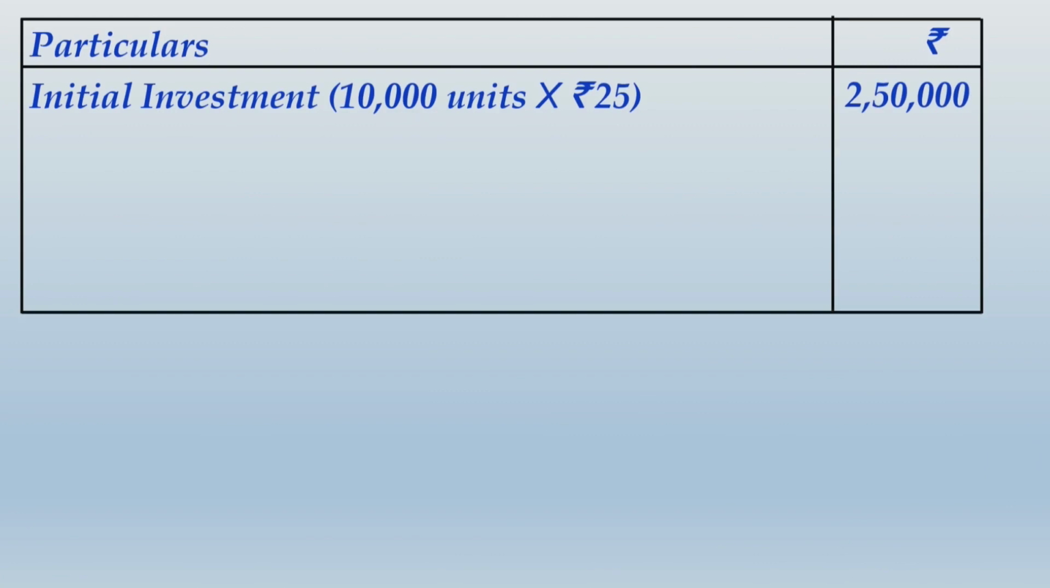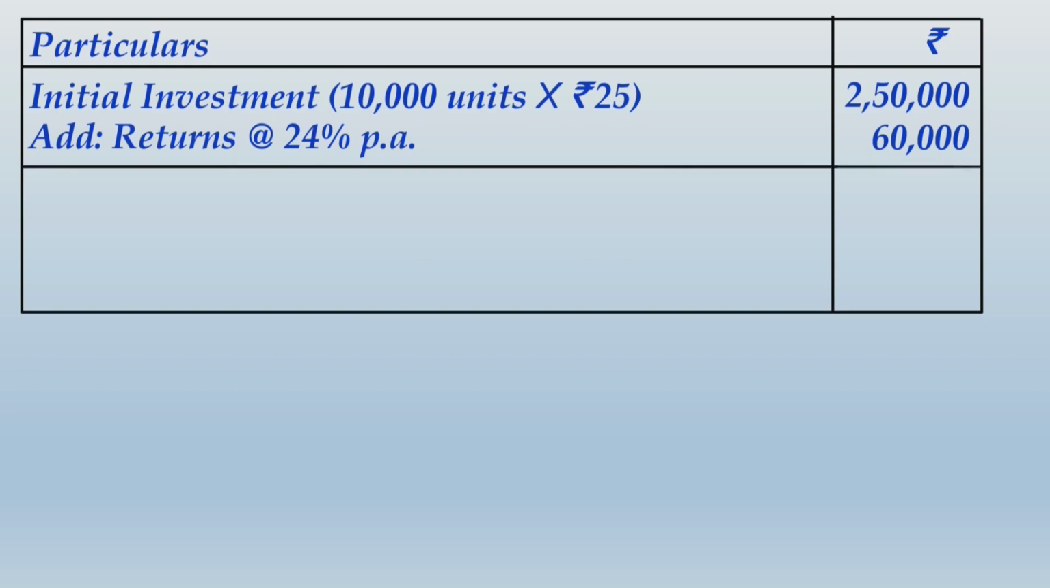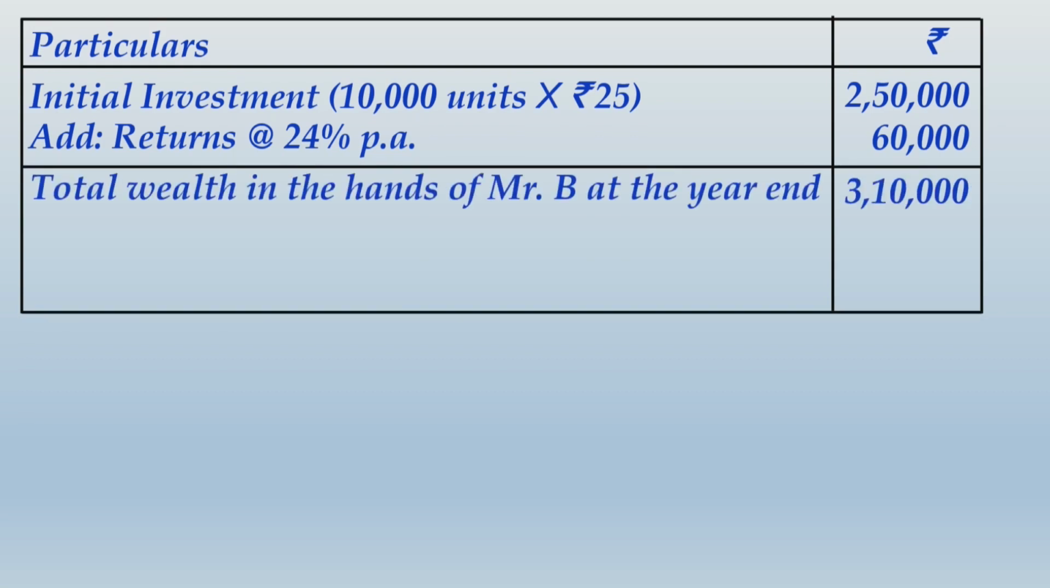So what we do is we begin with the amount initially invested as 2,50,000. That is, this investor has bought 10,000 units at rupees 25 per unit, and finally it was 2,50,000 as originally invested. The returns for the first year was 24%, which is 60,000. So 24% of 2,50,000 will be 60,000. Now this return added to the initial investment, the total wealth in hands of Mr. B at the year end will be 3,10,000.